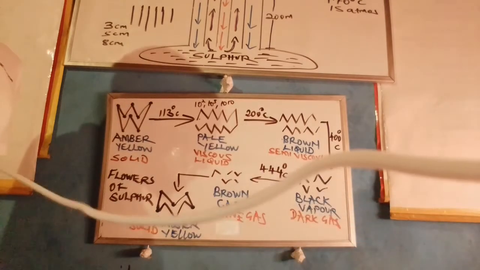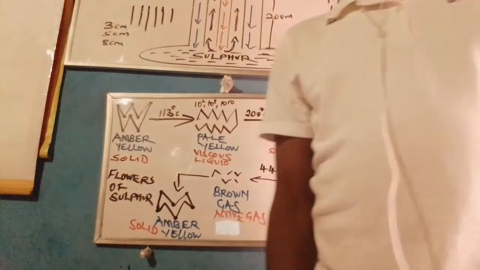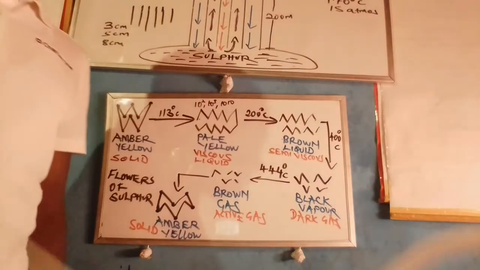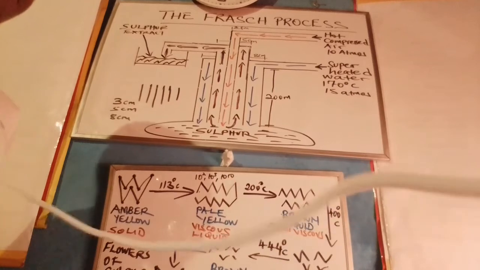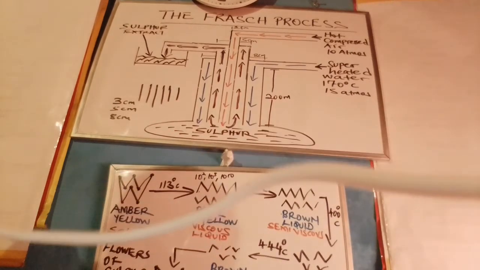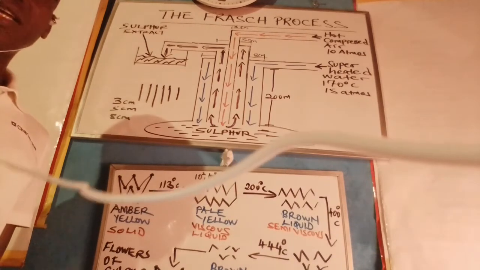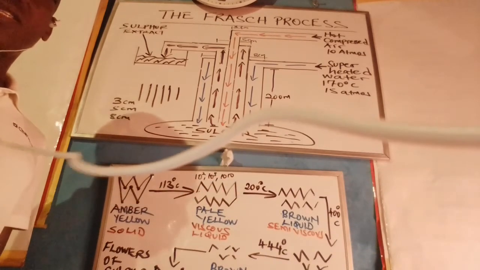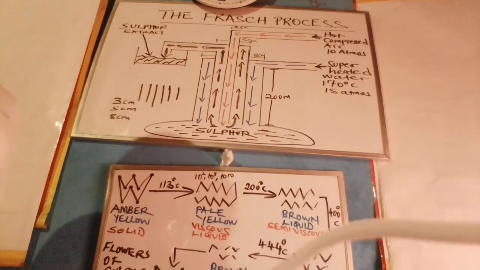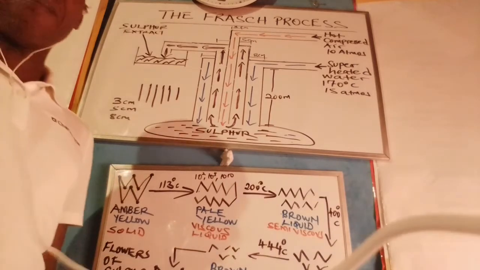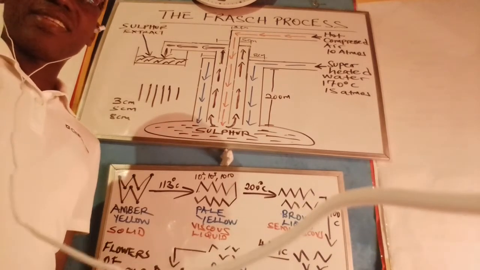Therefore, we can conclusively say that sulfur is a solid substance that naturally occurs underground, approximately 200 meters below the Earth's surface. And to be able to extract sulfur, we use the Frasch process, in which there are 3 concentric pipes of diameter ratios 3:5:8 centimeters. The first procedure in the concentric system is the downward passage of superheated water at 170 degrees Celsius and 15 atmosphere. Remember, water boils at 100 degrees Celsius.